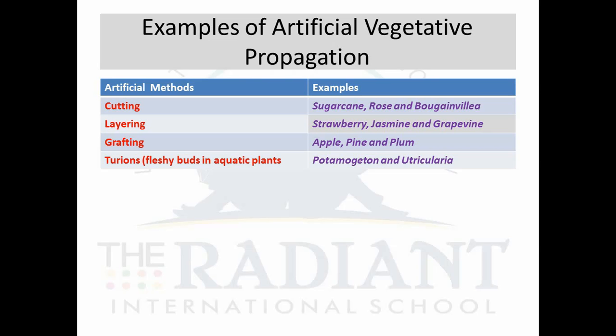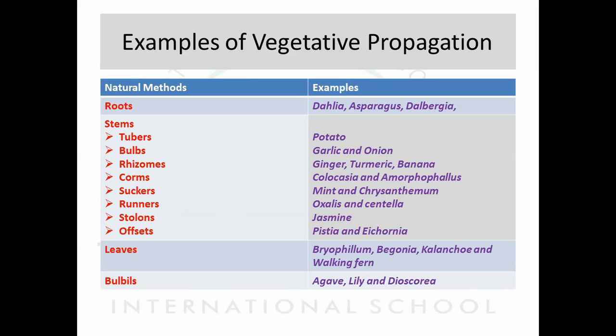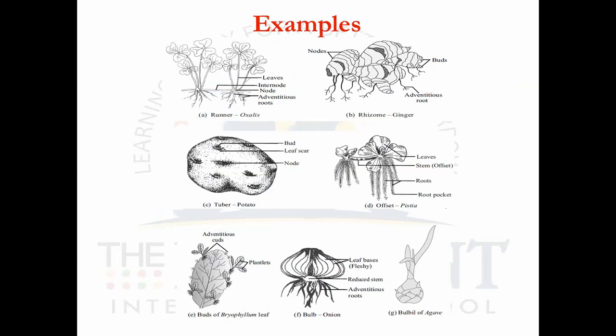Then the last one is turions. It normally takes place in fleshy buds in aquatic plants. Example Potamogeton and Utricularia. So these are some of the artificial vegetative propagations. So here these are the natural: roots, stem, leaves, and bulbils. In stem, there are different types: tubers, bulbs, rhizomes, corms, suckers, runners, stolons, and offset.